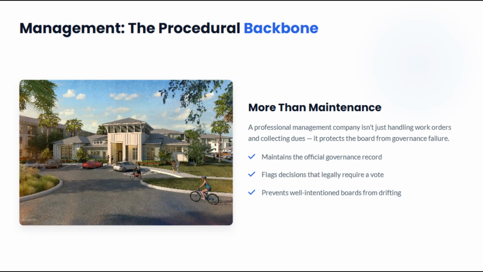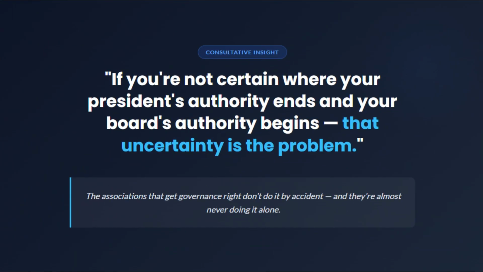If you're not certain where your president's authority ends and your board's authority begins, that uncertainty is the problem. Governing documents are only as useful as the people interpreting and applying them consistently. The associations that get this right don't do it by accident, and they're almost never doing it alone.